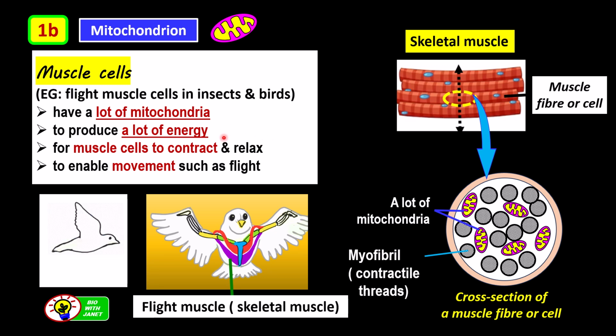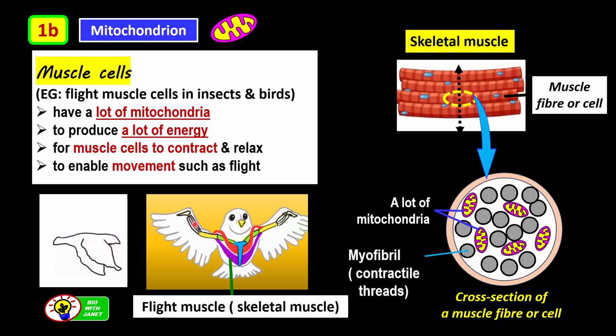Okay, so these flight muscle cells all have a lot of mitochondria. And even the normal human muscle cells have a lot of mitochondria to produce, again, a lot of energy, but for a different reason. It's for muscle cells to contract and relax. Muscle cells need energy from ATP to contract or shorten. When they shorten, they will pull the bones and then movement will occur, and this will enable movement, such as flight.